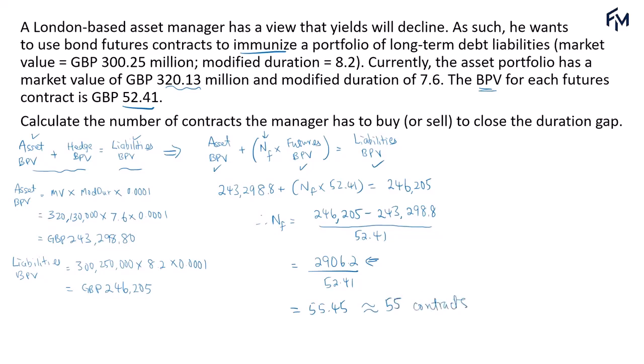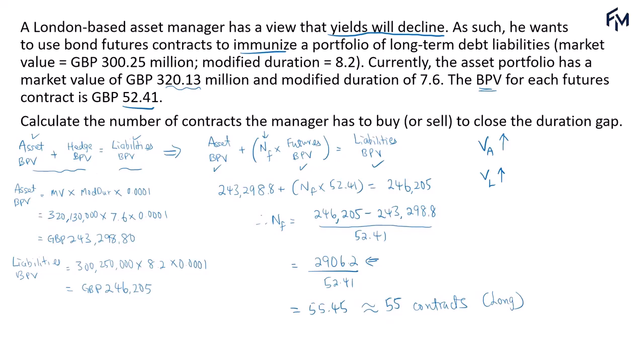And since this is a positive number, that means we will have to long 55 contracts. If you get a negative number, you will have to short futures contracts. Now, before we end this, let's go back to the initial view. The view is that the yields will decline. So when yields decline, the value of the assets will increase, and the value of the liabilities will also increase. That of course will affect the manager's decision on immunizing, which is basically hedging.